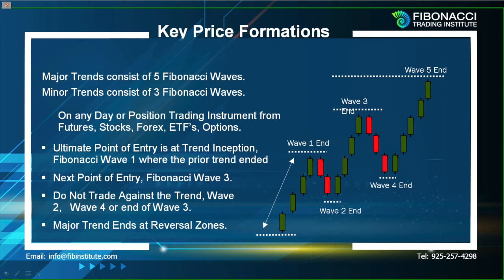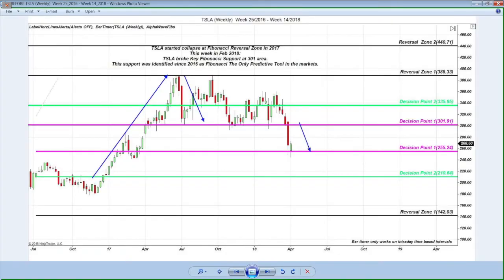Here's a reminder. Here is Tesla. Here is what plays out. This is Tesla at the start of 2018. Fibonacci reversal zone, just like on gold 3-minute, just like on S&P 5-minute, just like on Amazon, just like on Apple, just like on pound, on euro, on all the examples I've shown you.